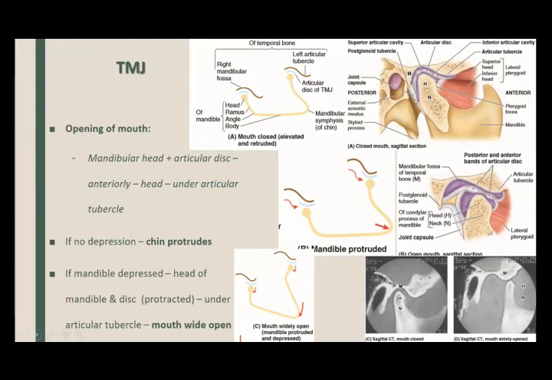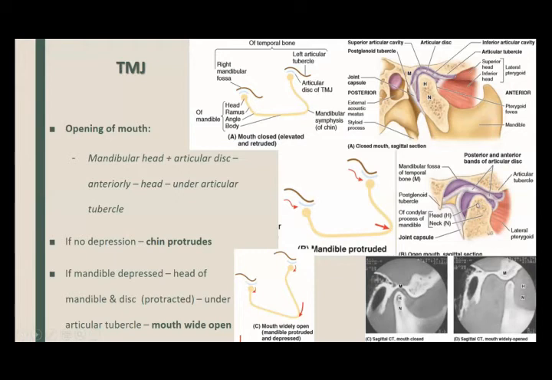Posteriorly it is attached to the inside of the capsule, anteriorly also. ठीक है? अच्छा. Now, this is a normal situation. When you open the mouth, this is what happens. The head of the mandible leaves the mandibular fossa, moves forward, and comes to lie under the articular tubercle.